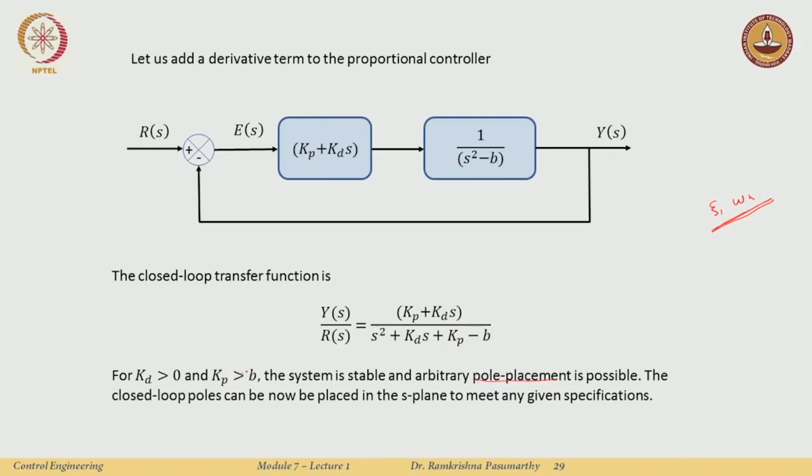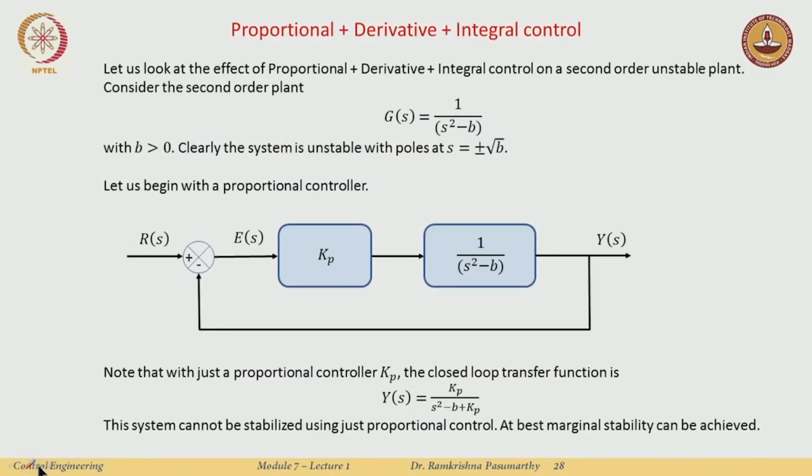So, this Kp greater than b is also necessary here. When this Kp is greater than b, then I have marginal stability.